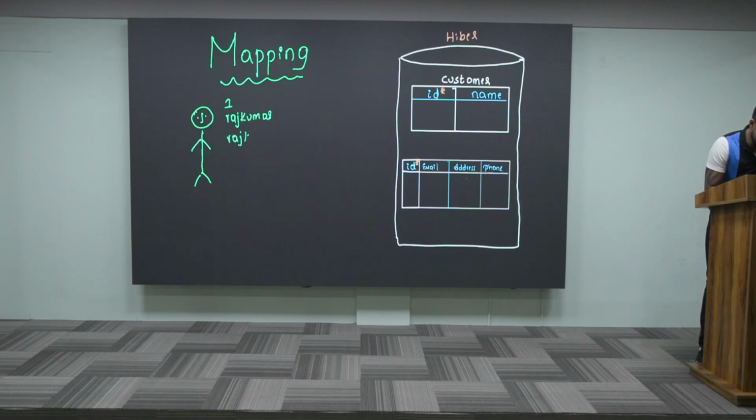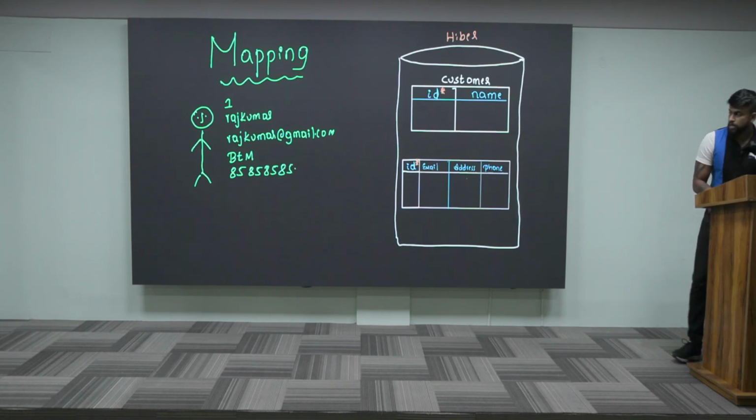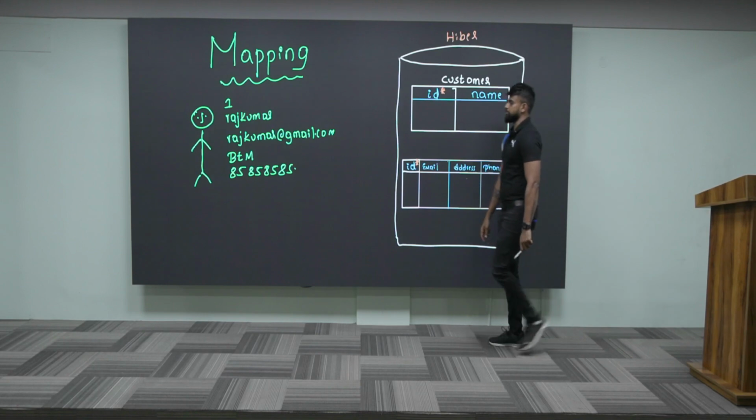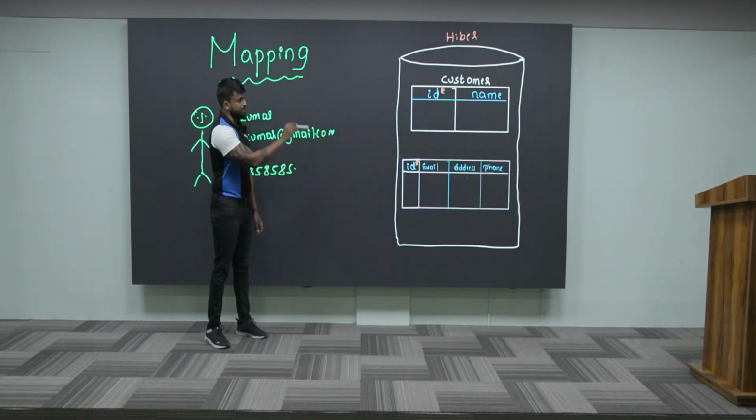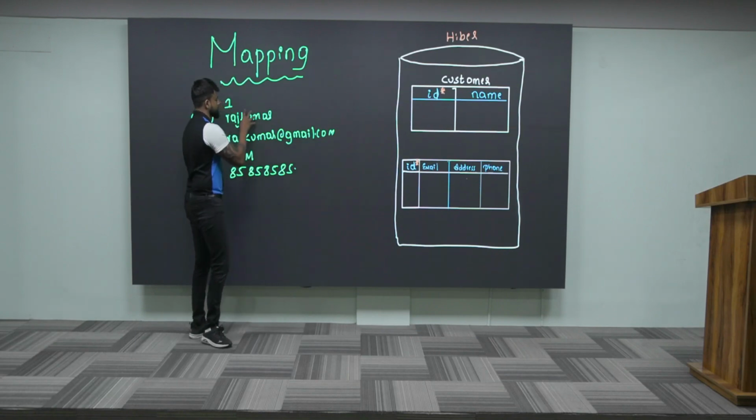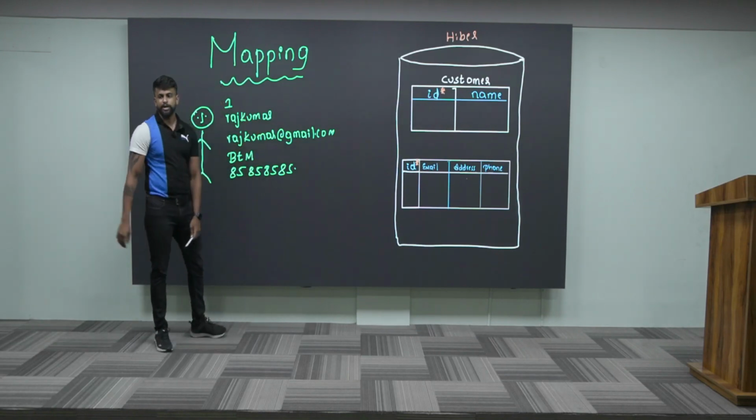Good. He is having email ID as well. What is the email ID? Rajkumar@gmail.com. Very good. He is having address as well. What is the address? I'll just say BTM like this. And he's having phone number as well, some random phone number. I'm just saying, this is the random phone number like this. So who is he? He is the customer. And all of this customer information, I have to put it in my database.